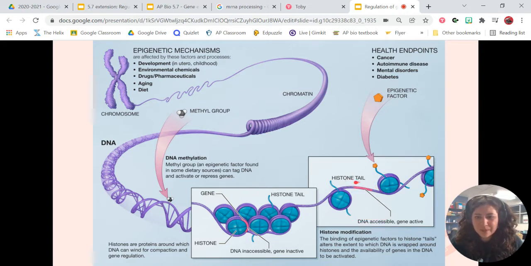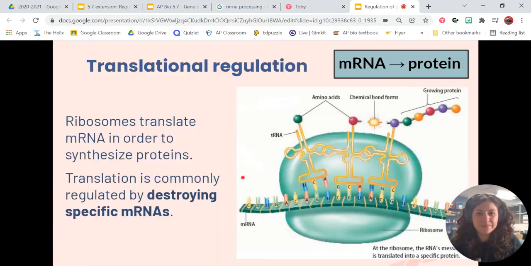This DNA is accessible to RNA polymerase, so those genes can be turned on. But here where the genes are really tightly wrapped, RNA polymerase can't get to that DNA because it's all clumped up in those spools of thread. So those genes are going to be turned off. They're not going to be expressed just because we can't do any transcription. So that's one example of transcriptional regulation.